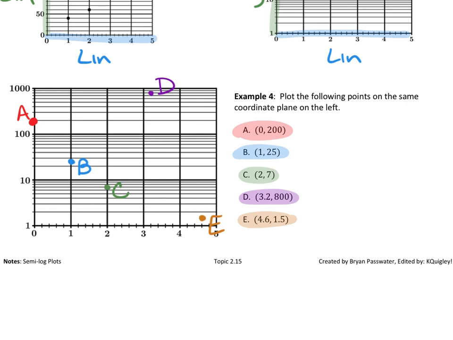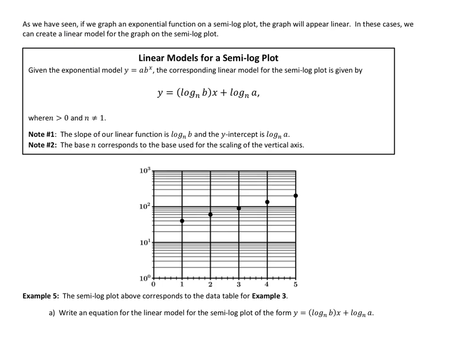So semi-log plots, not hard to read, easy to see that it comes from exponential data. What's difficult about semi-log plots is what we're doing on the next page. And I'm going to slow down when I talk about it because it's actually new to me. I had never done this before teaching this class this year, so I need to make sure I'm explaining it to you correctly.